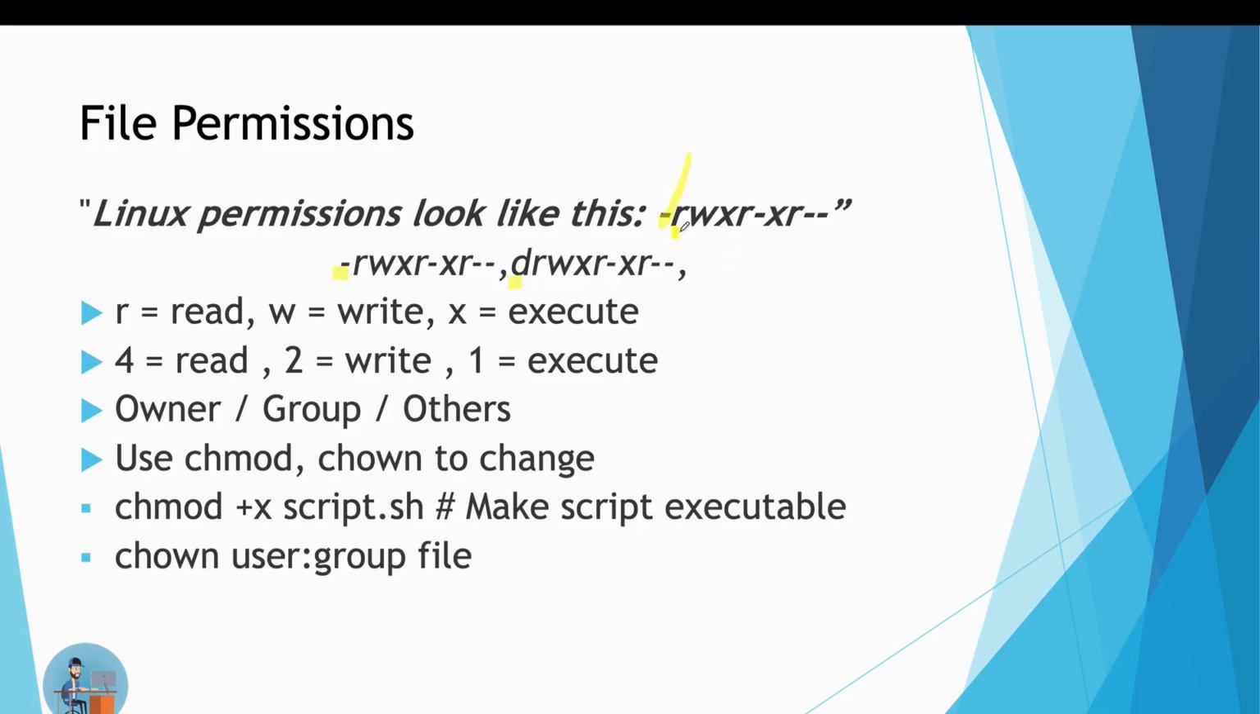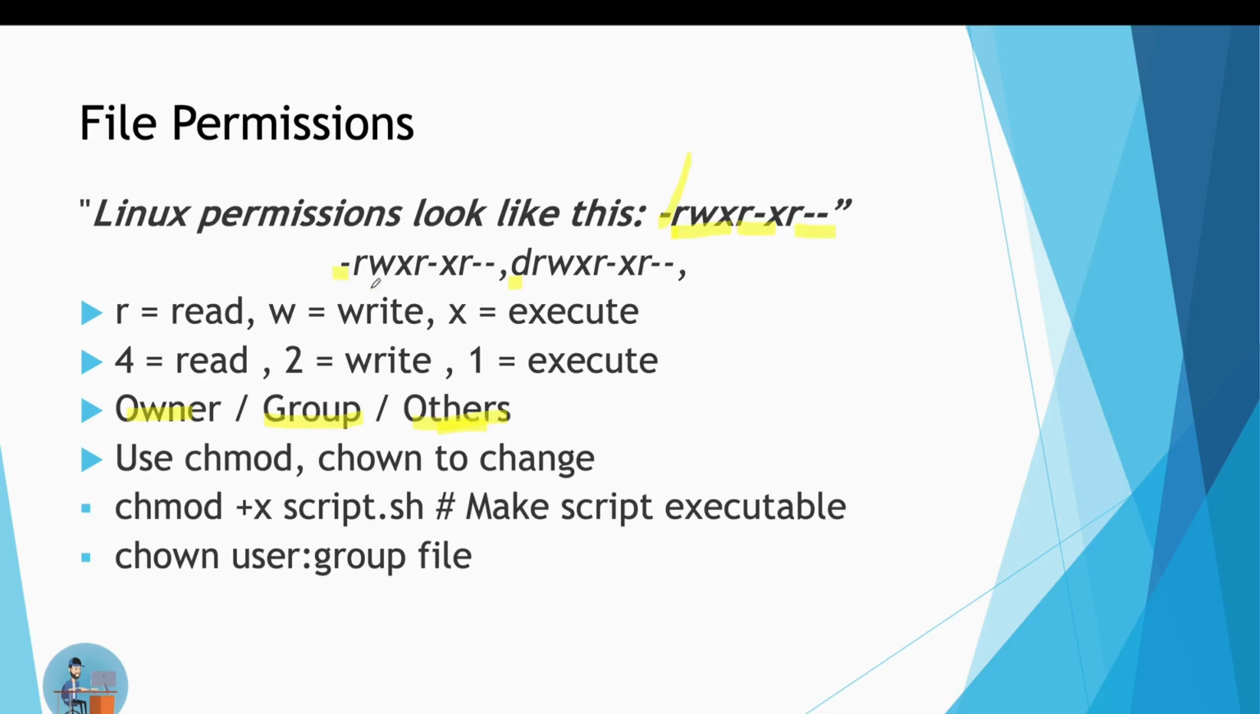Then the next three characters are for the owner or user. Then the next three characters are for the group. It signifies the permission for the group. And the last three would be for others.